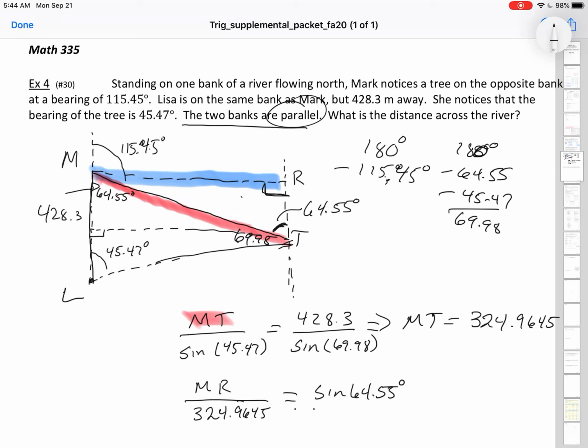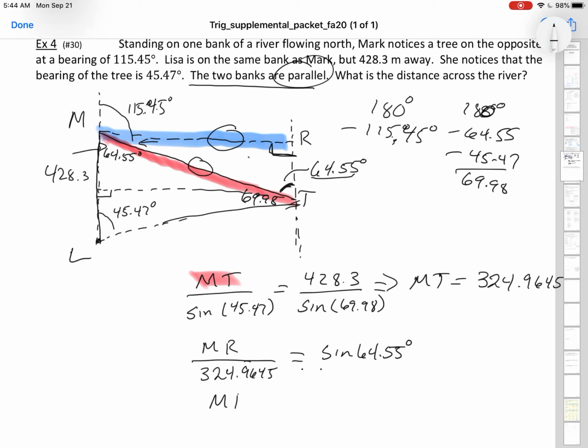Now you could also have found it by figuring out what this angle is by taking 90 minus 64.55 and coming up with the result of that. Well, this has got to be 90 minus that result, or 64.55. So it makes a whole lot of sense. But I'm just using that the sine of this angle is the opposite over the hypotenuse. And I just figured out the hypotenuse was 324.9645. So we're using a chapter 2 technique.